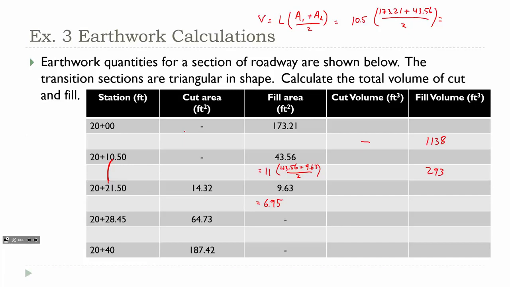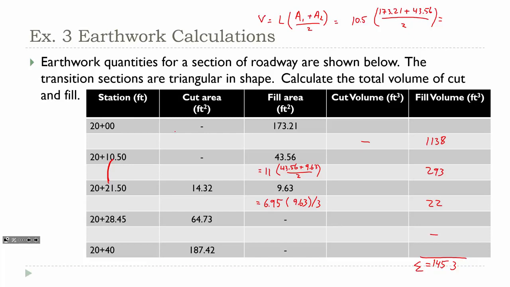6.95 times the area of the base, which in this case is 9.63, and then divided by 3 for the volume of the pyramid. 22. So then we don't have any, so there is no fill volume here. So what's that give us for the sum of fill? 14.53.